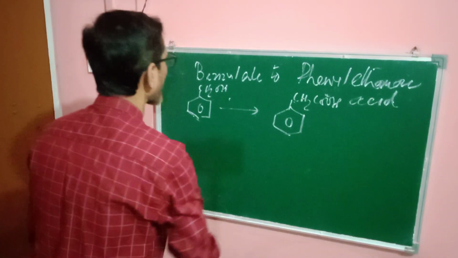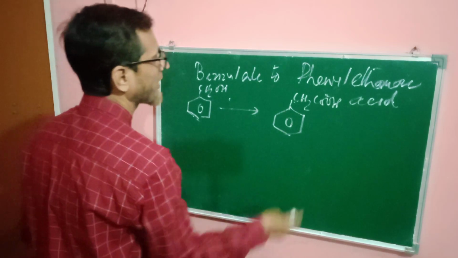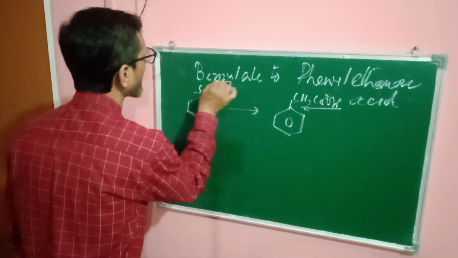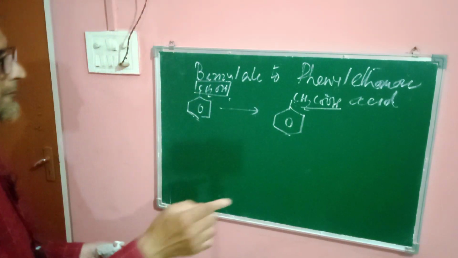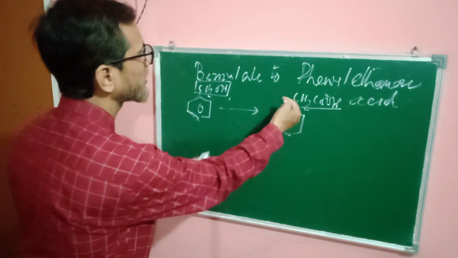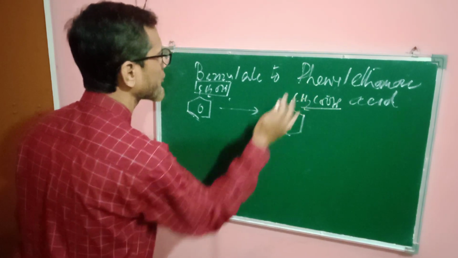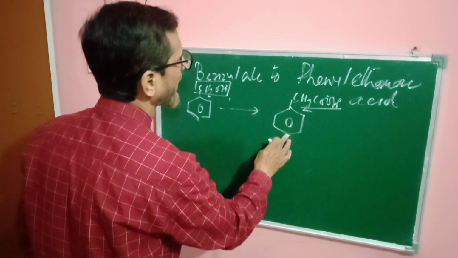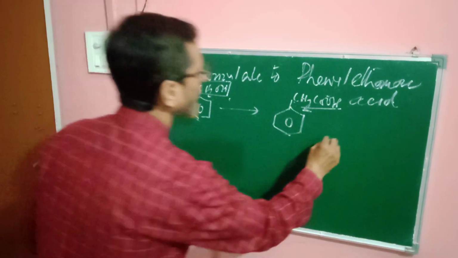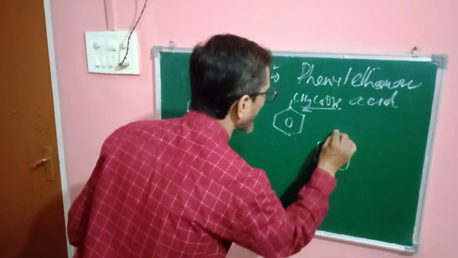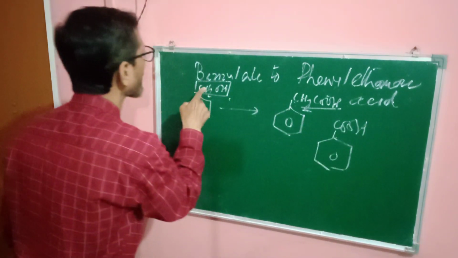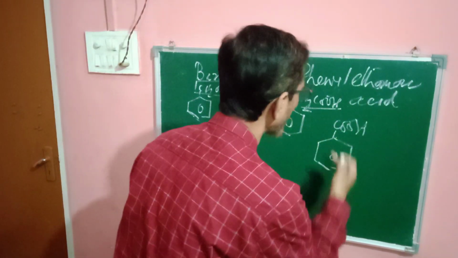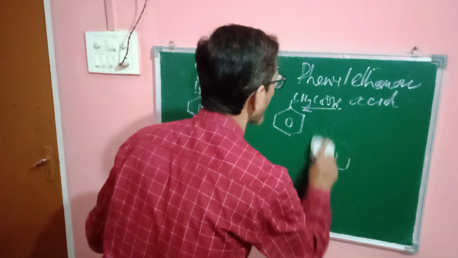So you see, there is CH2OH and there is CH2COOH. If you just convert this into COOH by Jones reagent, it will become benzene COOH, so you will get benzoic acid, you will not get phenyl ethanoic acid. If you think to convert it in this way by Jones reagent, you will only get this. So we will not follow this process.